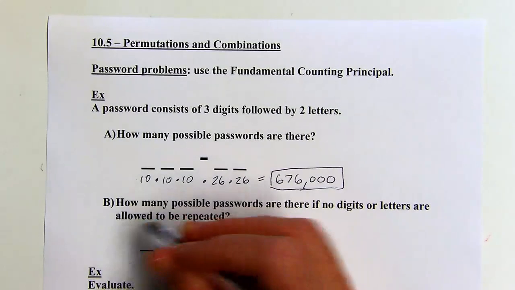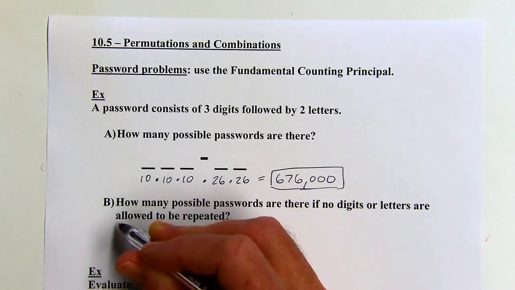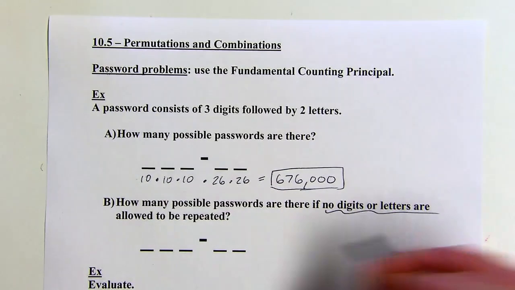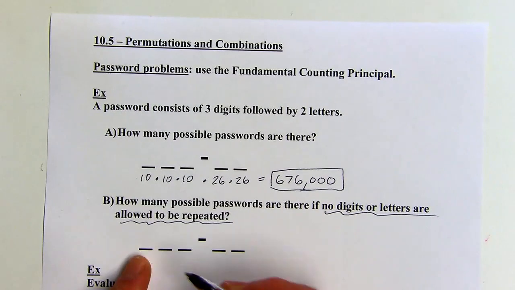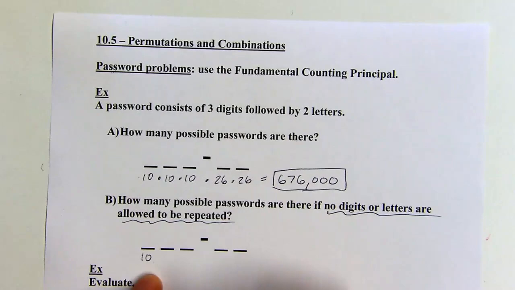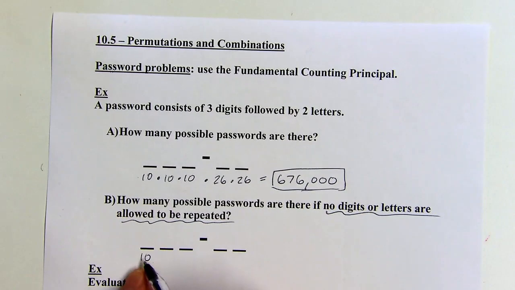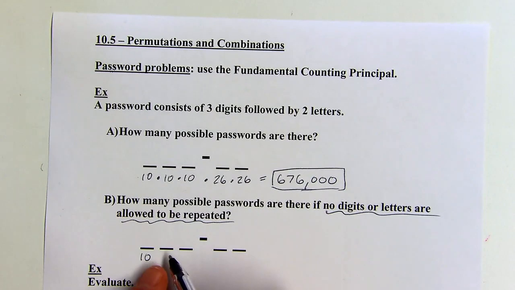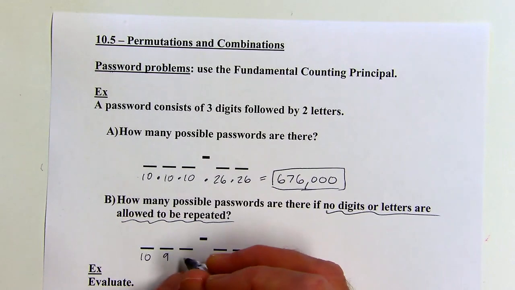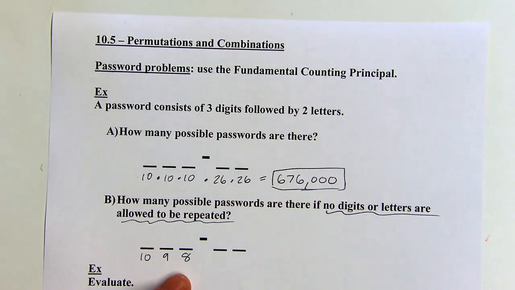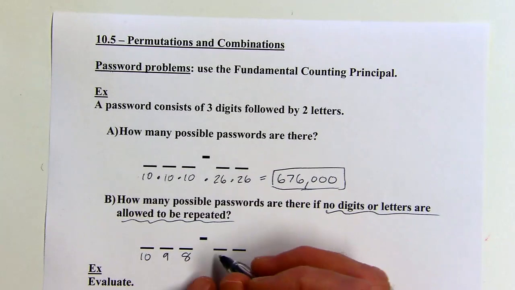Okay. This is part B. This time, no repeats. No digits or letters are allowed to be repeated. So in the first slot, we still have all 10 digits to choose from, but then let's say our first digit, let's say we put a 7 in there. Well, then we can't use the 7 again, so now we only have 9 digits left, and then we've used a second digit, so on this third slot, we'd only have 8 digits left. Okay? And the same kind of thing happens with the letters.